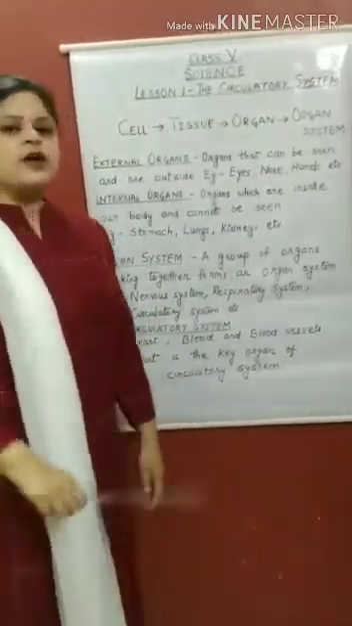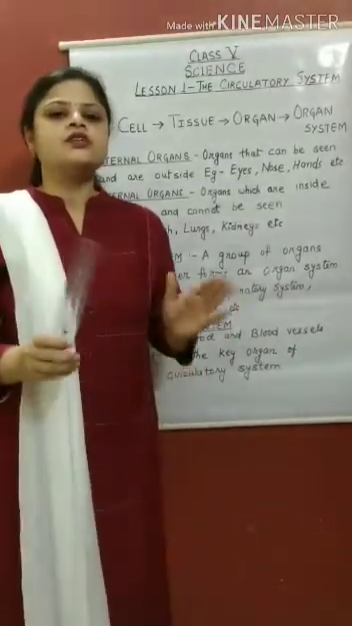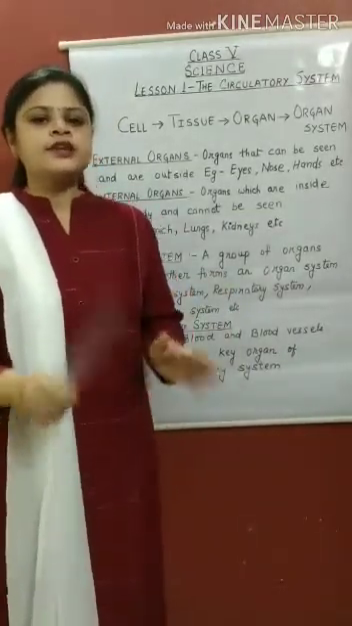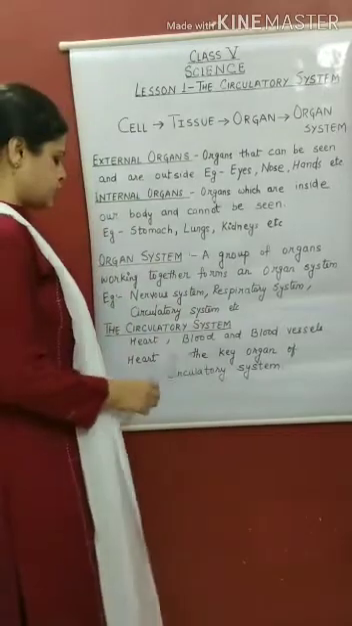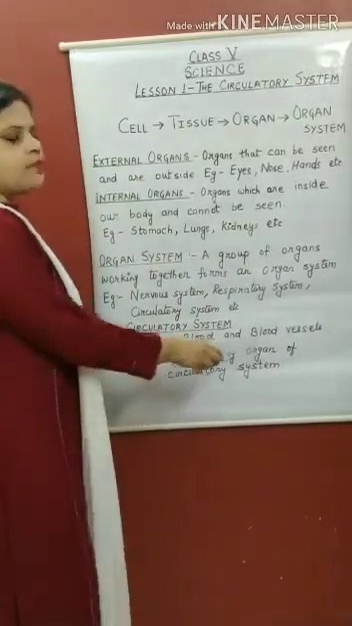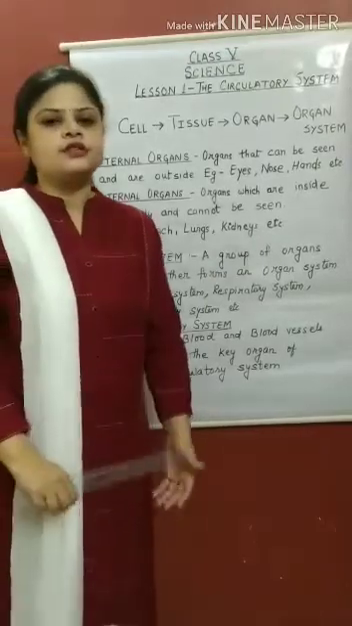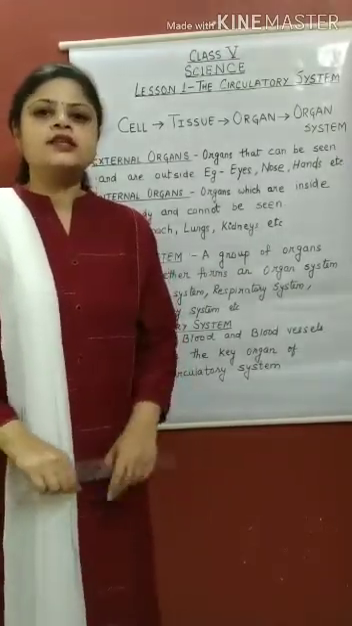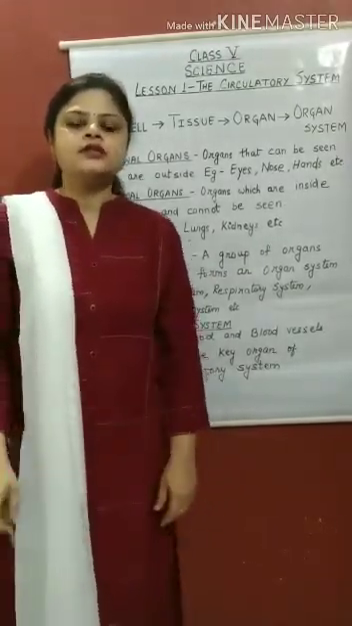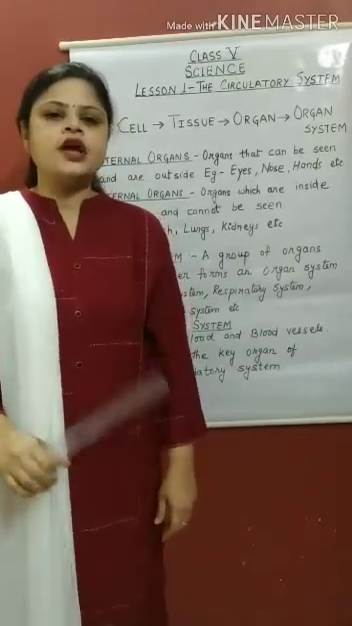Now here in this chapter we are going to learn about the circulatory system. The circulatory system comprises the heart, blood and blood vessels. The heart is the key organ of the circulatory system. Now let's learn in detail about the circulatory system's parts, its function and structure.